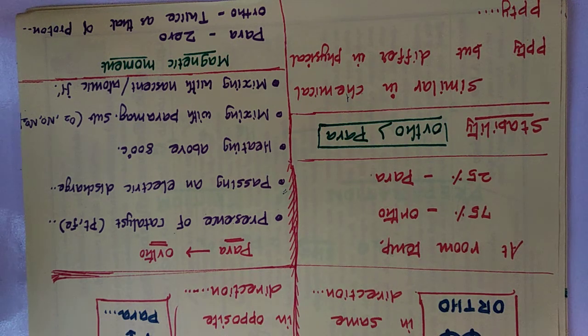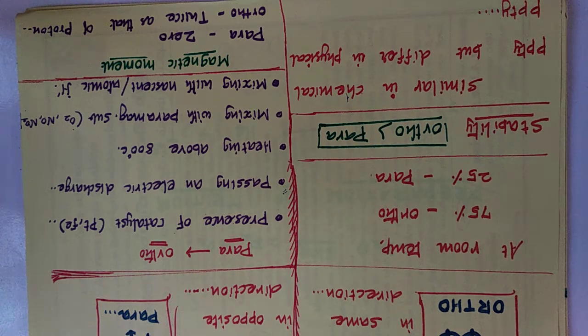Then the fourth method is mixing with paramagnetic substances, and the examples of paramagnetic substances are molecular oxygen, nitric oxide, and nitrogen dioxide. So when we mix para hydrogen with these paramagnetic substances, it will be converted into ortho hydrogen. Then finally, mixing with nascent or atomic hydrogen.